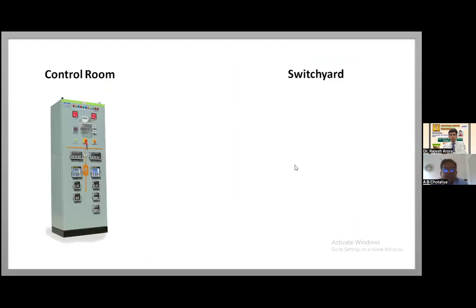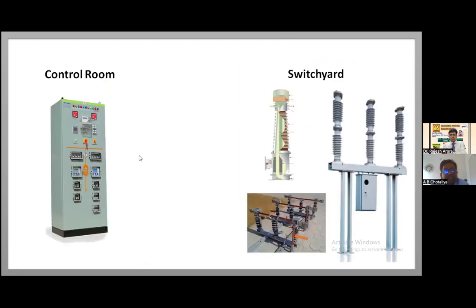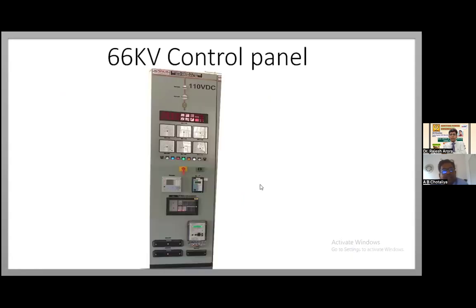So firstly, we will see how the control panels and the switchyard equipments are connected. These are connected by wiring between the control panel and switchyard. So let's see the control panel. What are the equipments in the control panel?